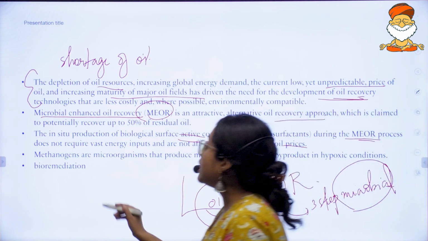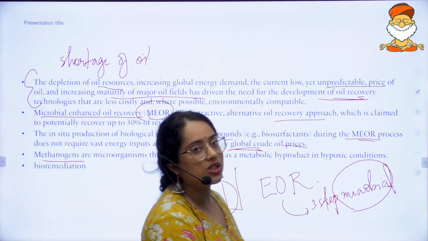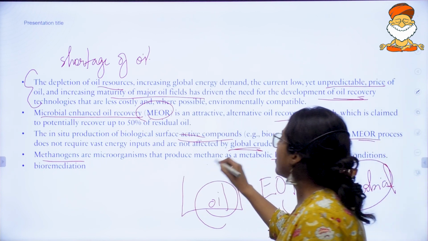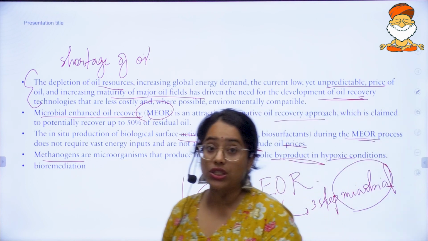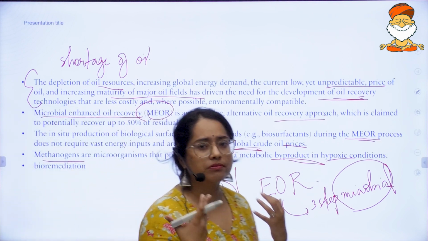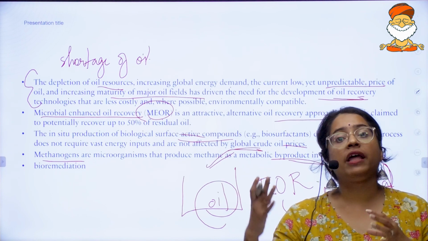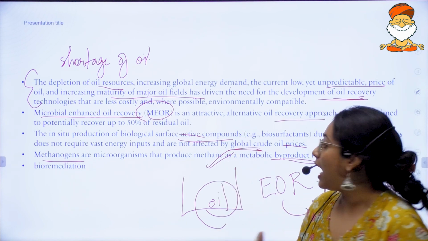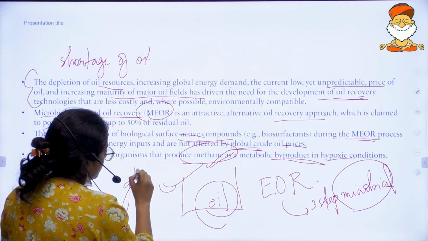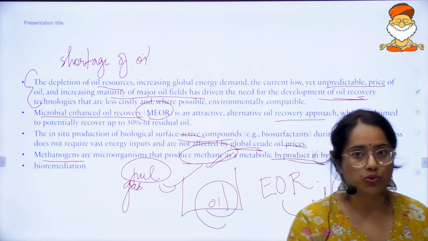Then moving on to another category of bacteria, your methanogens. Methanogens, as we had previously discussed, are microorganisms that can produce metabolic byproducts like methane in hypoxic conditions. When you have certain areas with biomass, if you use microorganisms there, you can create methane from them, and methane can be used as a fuel. So you have your natural gas and everything, so methanogens can be used in that manner.